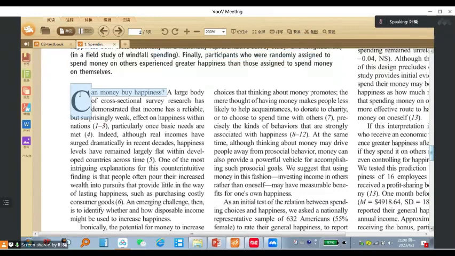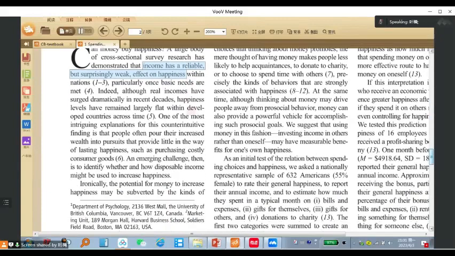And at the very beginning, the authors use a question: can money buy happiness? And a literature review on previous study. Income has a reliable but surprisingly weak effect on happiness. Whether and how disposable income might be used to increase happiness is an emerging challenge.